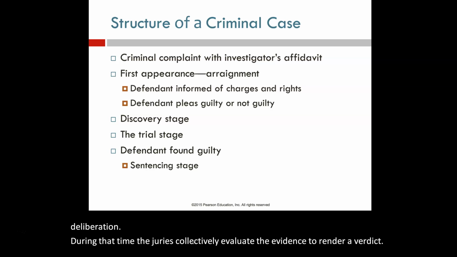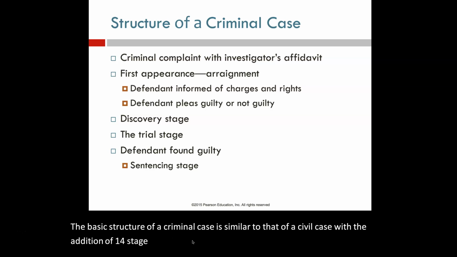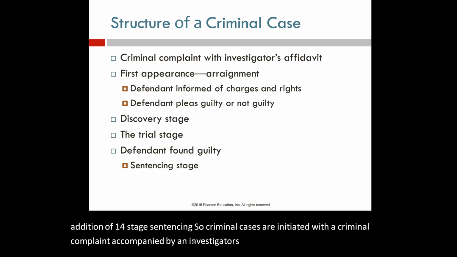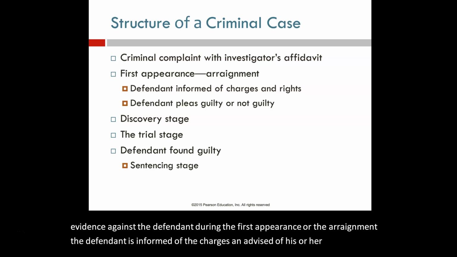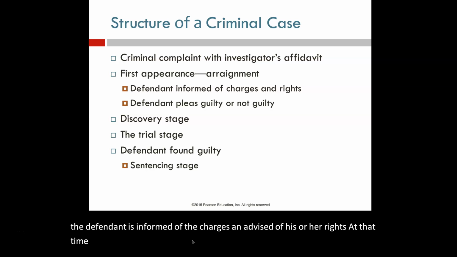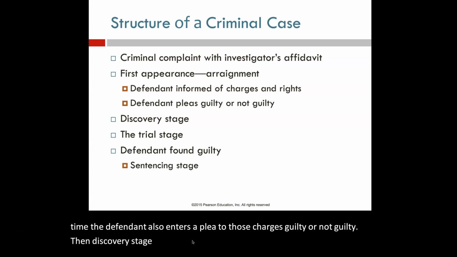The basic structure of a criminal case is similar to that of a civil case, with the addition of a fourth stage, sentencing. So criminal cases are initiated with a criminal complaint accompanied by an investigator's affidavit that summarizes the evidence against the defendant. During the first appearance or the arraignment, the defendant is informed of the charges and advised of his or her rights. At that time, the defendant also enters a plea to those charges, guilty or not guilty. Then the discovery stage happens, and then the trial stage happens.